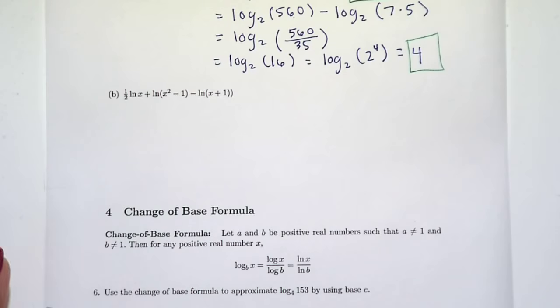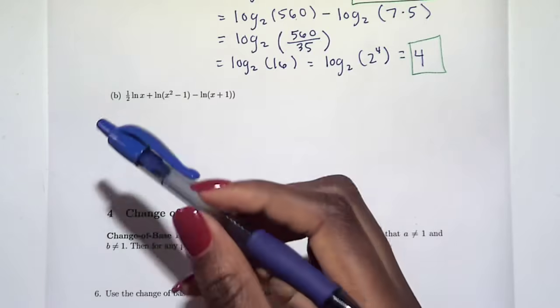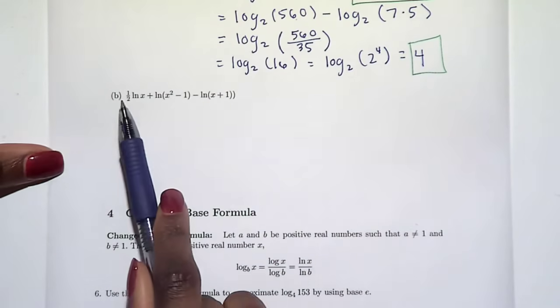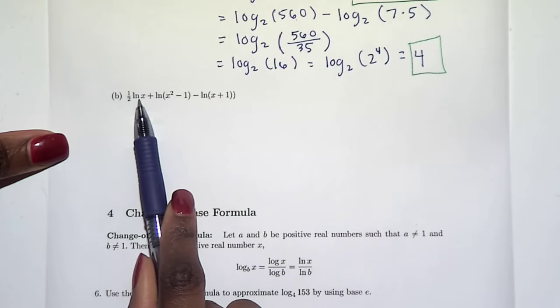All right, so again, we are still condensing. So we are condensing these multiple logs into one single log. All right, so we have 1/2 natural log of x plus the natural log of x squared minus 1 minus the natural log of x plus 1. We want to condense it, so we're going to go piece by piece to see what we can do here. All right, so we have 1/2 times natural log of x.